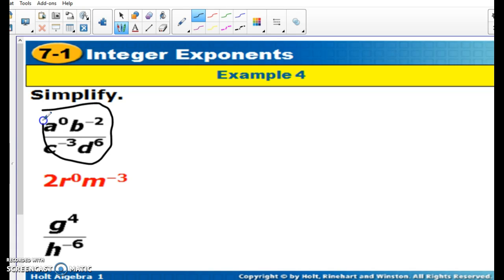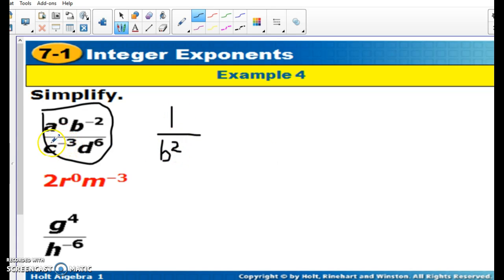a to the 0 power times b to the negative 2nd is the same as c to the negative 3rd power over d to the 6. Okay, so a to the 0 power I'm just going to say is 1 because I know that it's going to be 1. B to the negative 2nd power is really the same as 1 over b to the 2nd power. So it's going to go down.